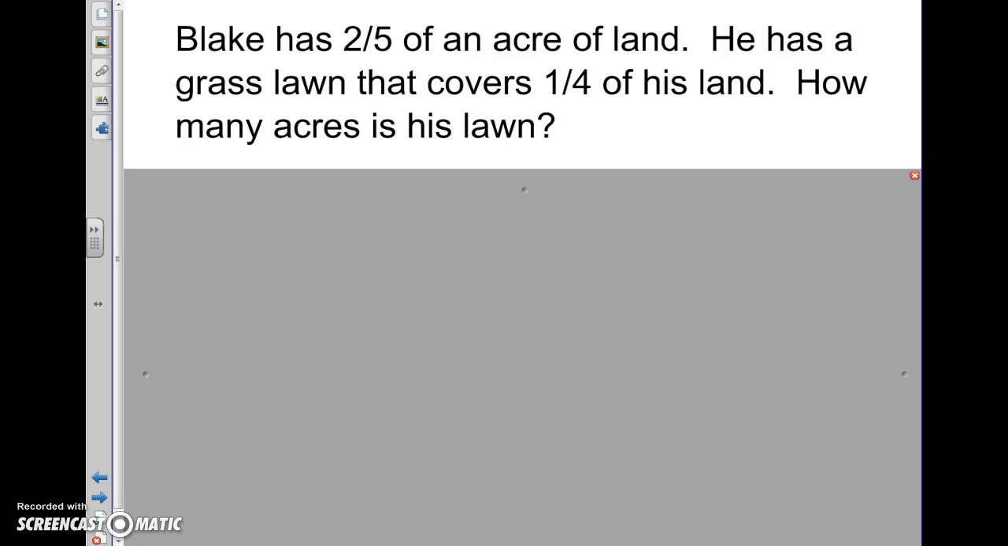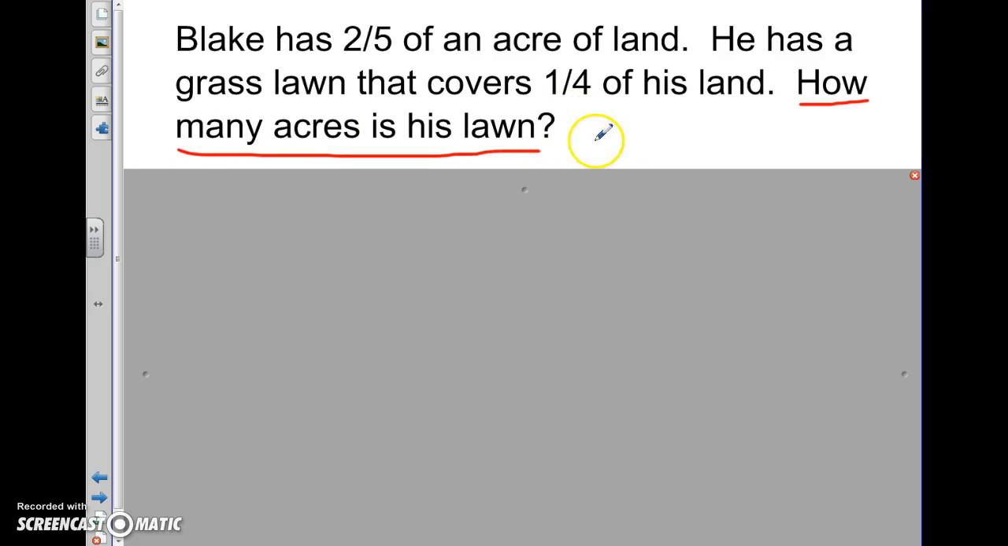Alright, so as always, the first thing when we're looking at word problems, as we think about how we're going to attack this word problem and solve it, is to look at what the question is. What is it that we're being asked to solve? And that is usually at the end here, right? How many acres is his lawn?